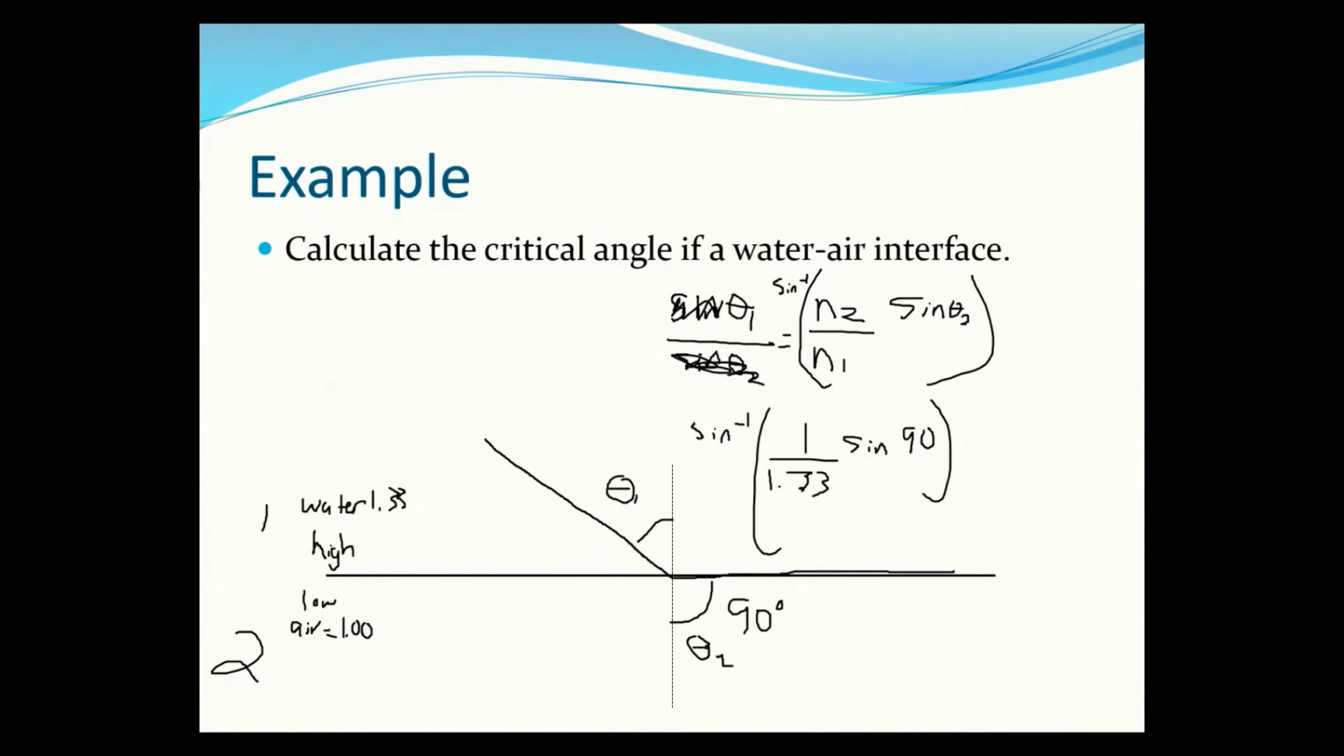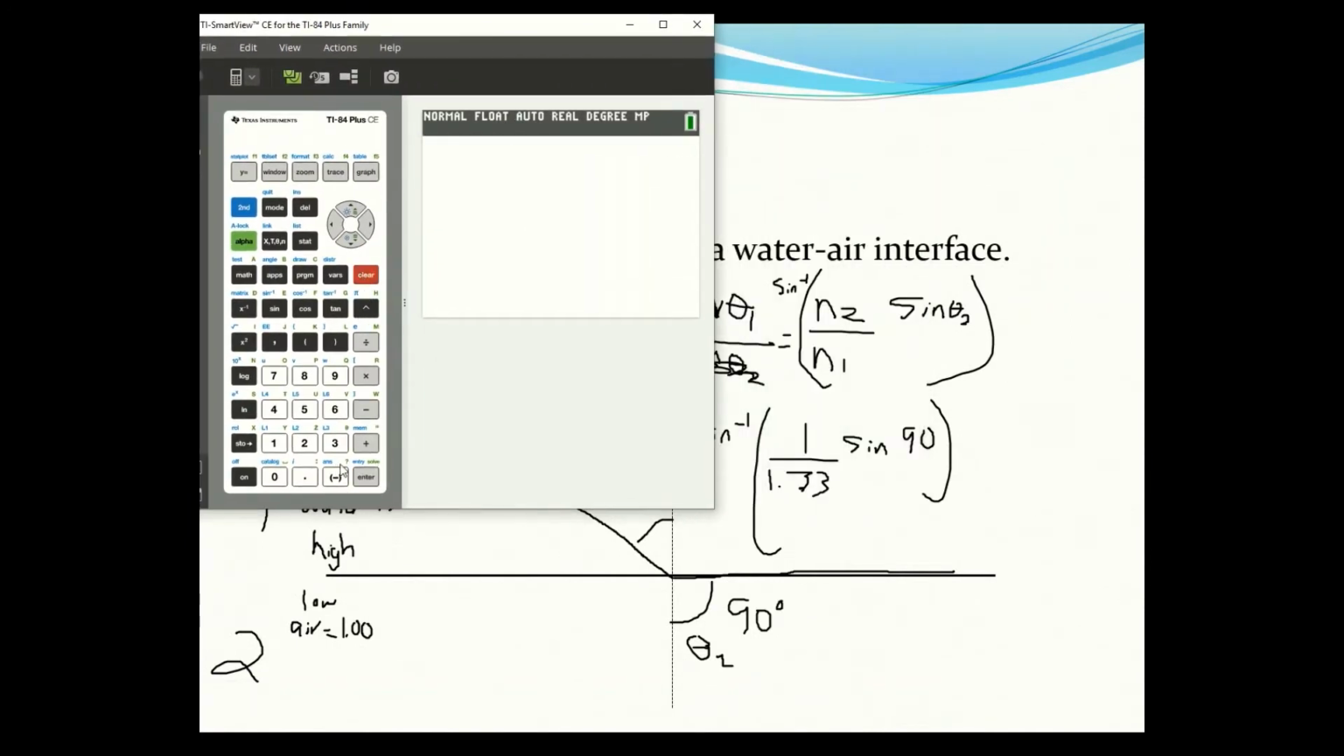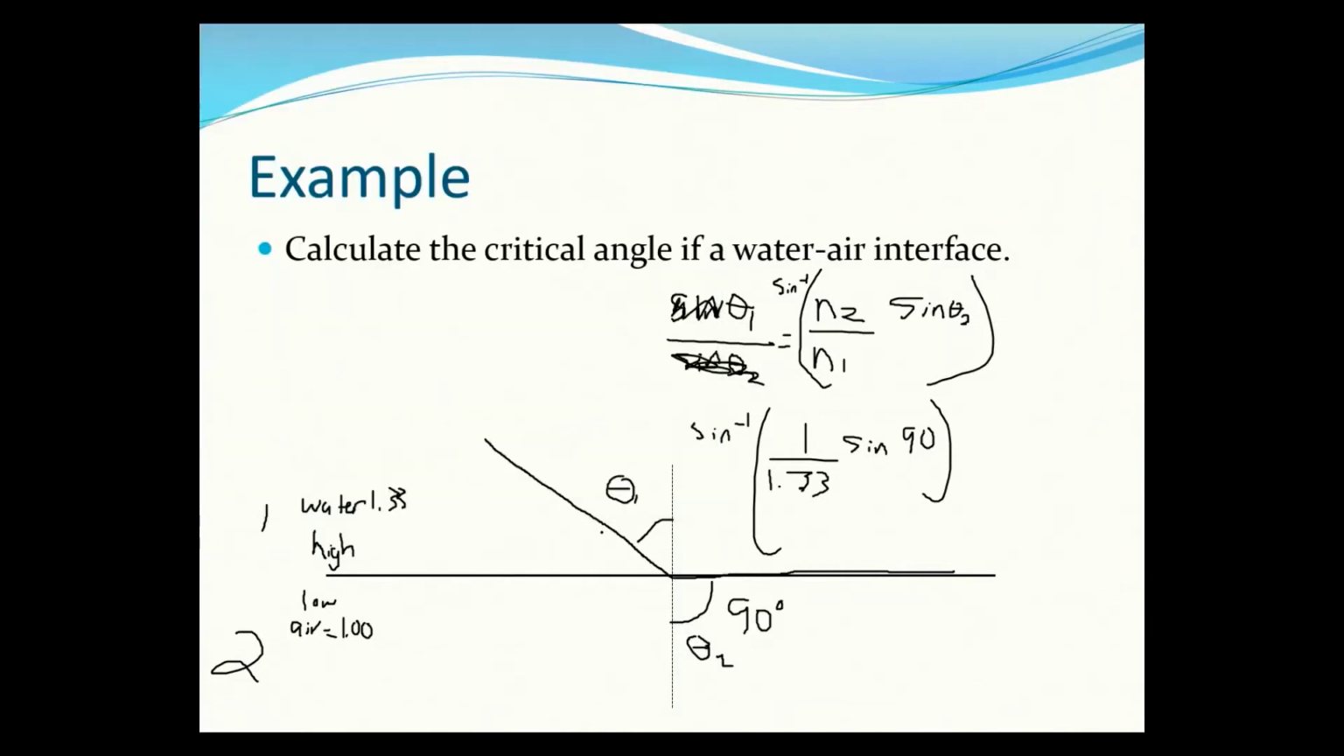Okay, so if we plug that into our calculator, I'll just go 1 times sine 90, make sure you're in degree mode, which is 1, always going to be 1, divided by 1.33. That's the answer in here, and then I take sine negative 1 of that answer from before. So that tells me that this critical angle is 48 degrees. Anything past 48 degrees will just reflect, and anything less won't reach that critical angle.